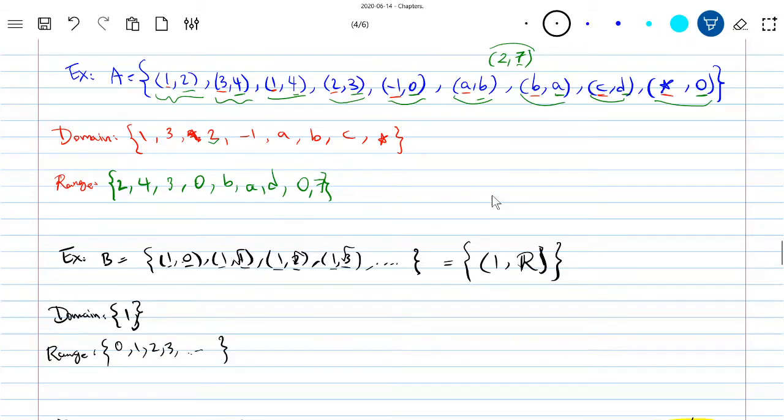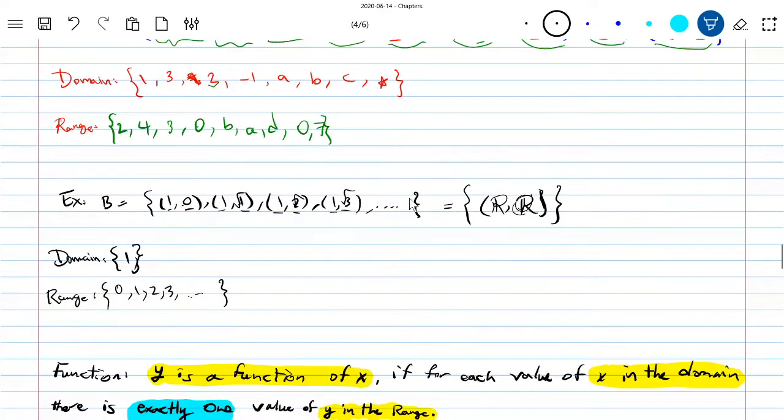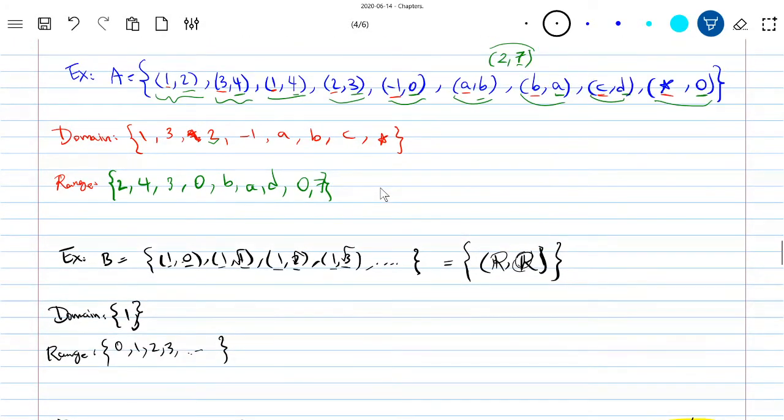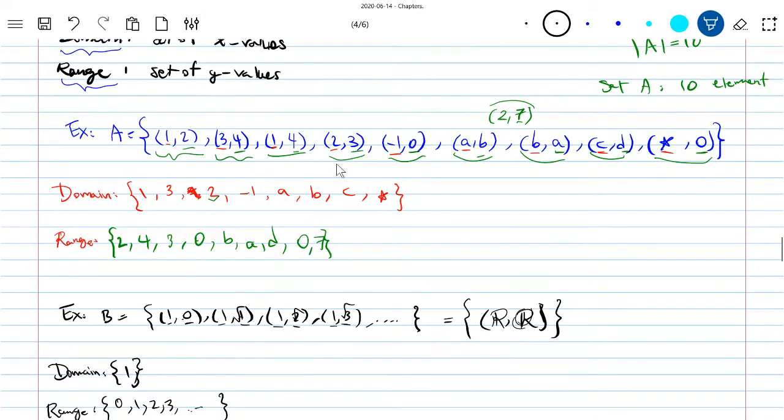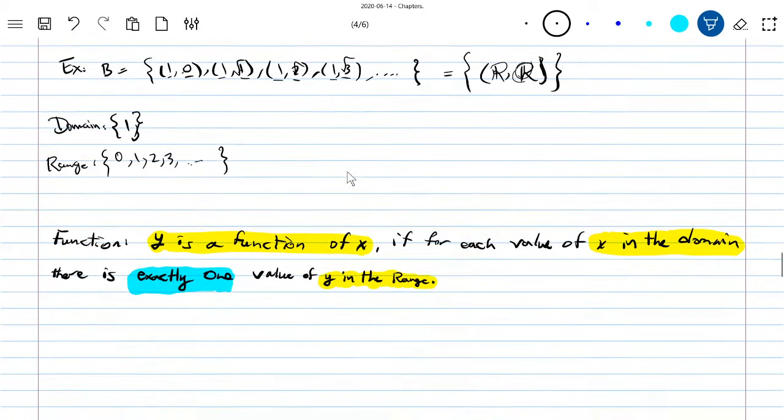That means I can put whatever I want for the range, as long as the domain is 1. Maybe I want all real numbers here and all real numbers there. All those combinations. So the domain would be all real numbers, the range would be all real numbers. Okay, we mainly focus on the functions. We do not focus on the relation much, but the definition of a relation builds the basis for the function. So the relation is just a set containing ordered pairs.